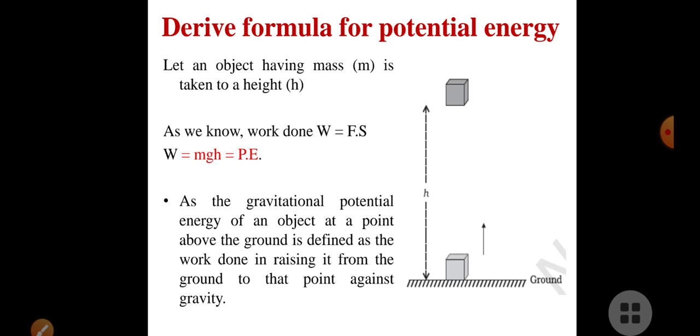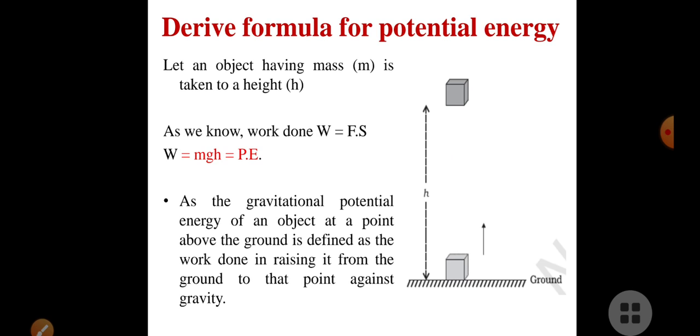As the name suggests, gravitational means due to gravity. So the gravitational potential energy of an object at a point above the ground is defined as the work done in raising it from the ground to that point against gravity. Because we are taking this block against gravity, that's why we have to do work, because gravity is pulling this block towards itself, towards the center of earth, but still we are taking it to a height. So that work done by us is stored in the form of potential energy.